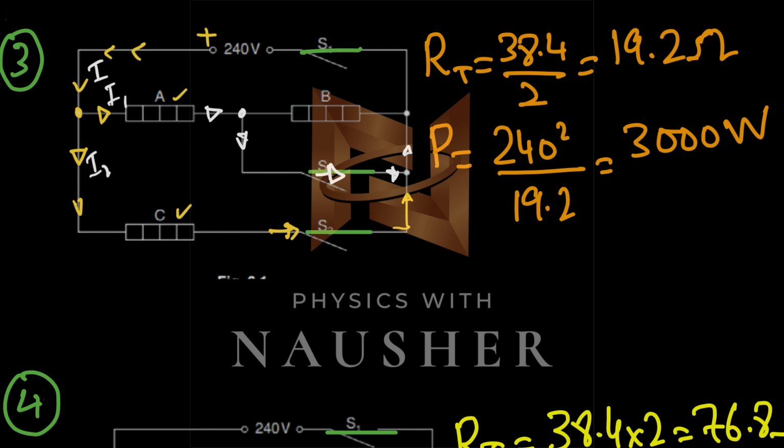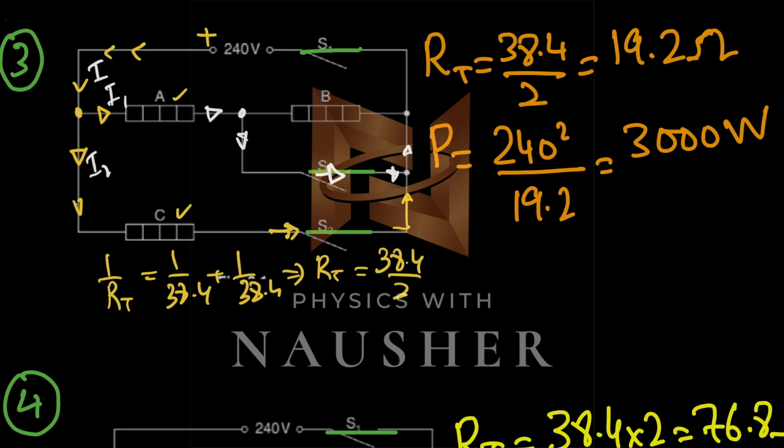If they're similar, you can just take the resistance of one resistor, because both are the same value. So 38.4, the value of any one resistor, divided by the number of resistors. So 38.4 divided by 2, 19.2. If you don't like that method, no problem. Just do 1 over R total is equal to 1 over 38.4 plus 1 over 38.4, and find out the value of R total from here. The value of R total will be 38.4 divided by 2. Do it in your calculator.